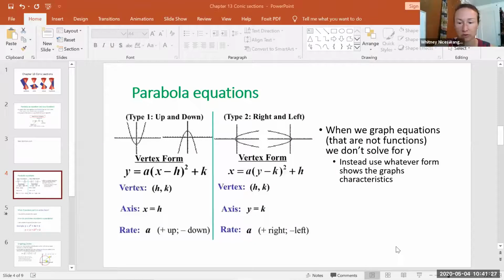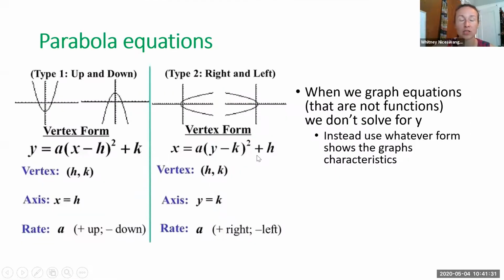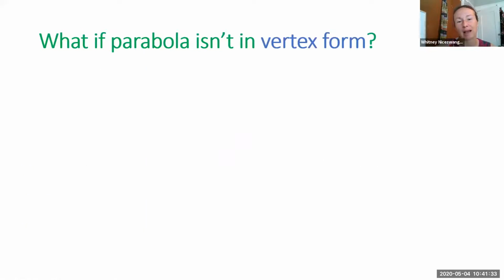Let's go over some more questions that you might end up having. So what if your parabola isn't in vertex form? Hopefully you guys have seen this before from chapter 11 and know what to do. If it's not in vertex form, you need to complete the square, okay?